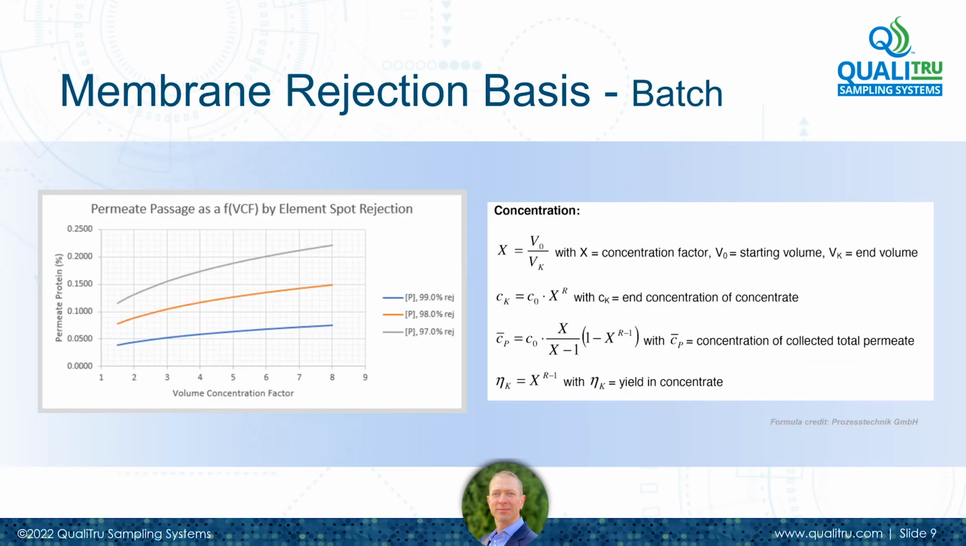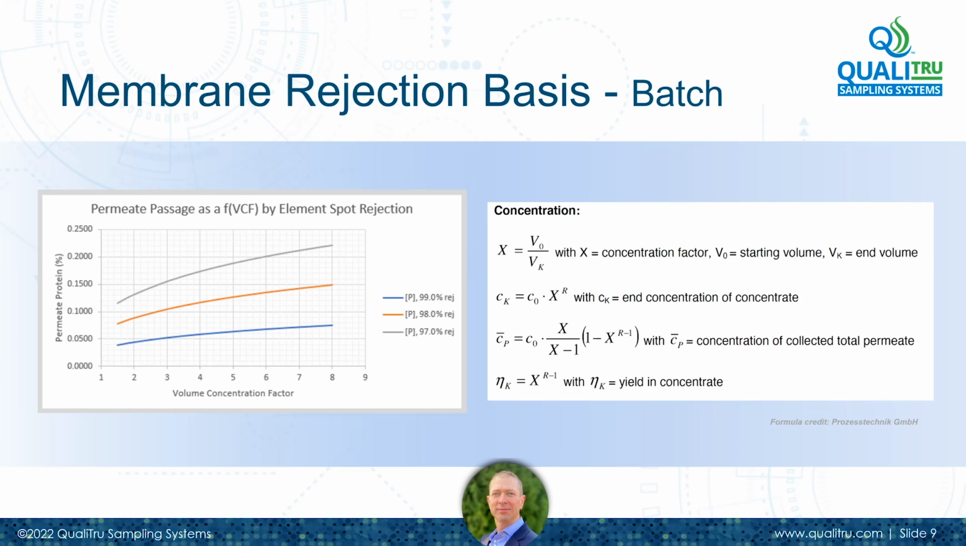So, after all these questions on your data collection, now we take a look at the actual rejection of the elements and what can be done to get that calculated and predicted. So you'll likely find that membranes in the same class and the same duty have very similar published rejection values. Now, these are spot or instantaneous rejection values, and they're really on a single pass basis.